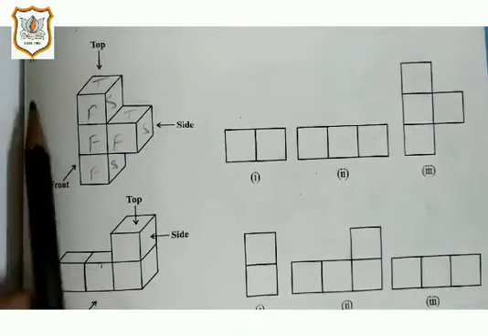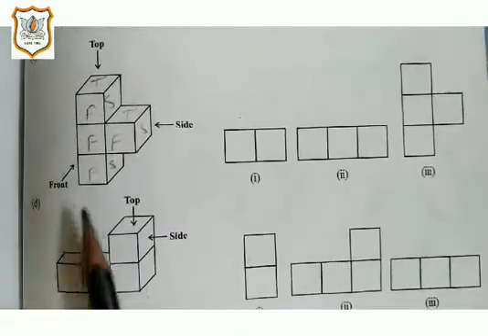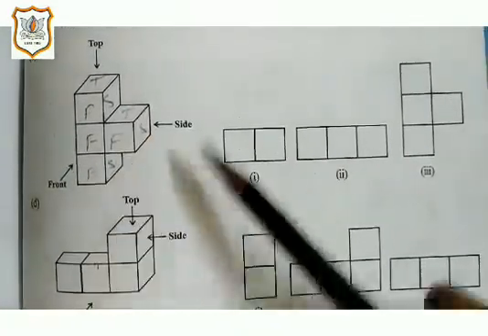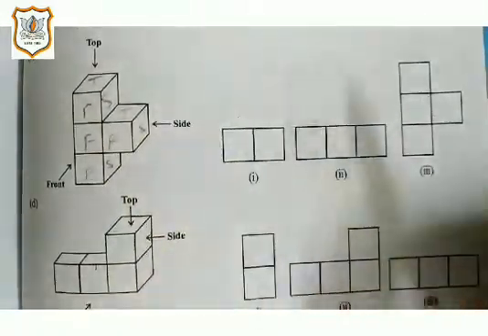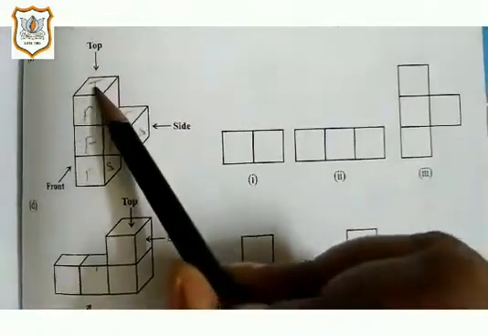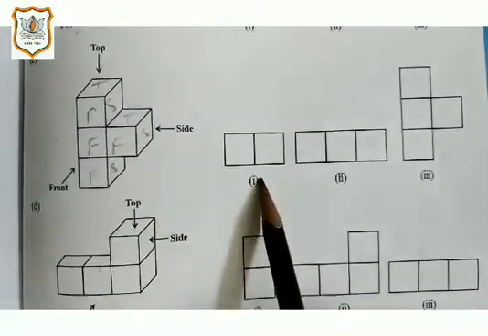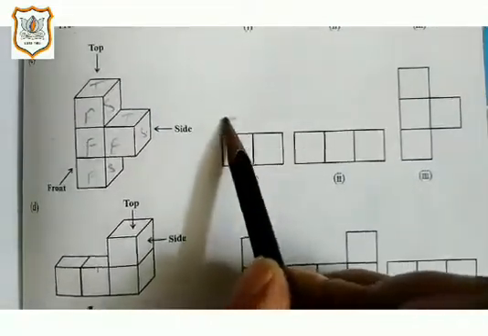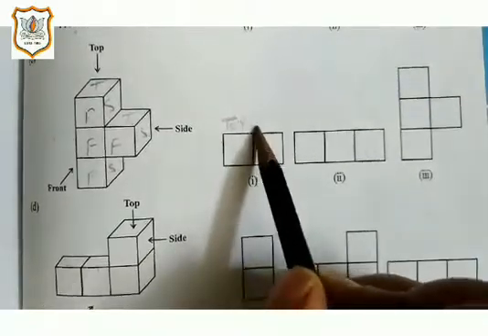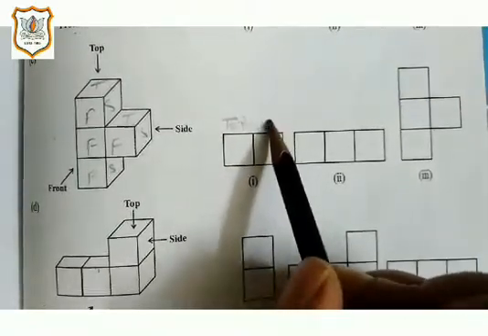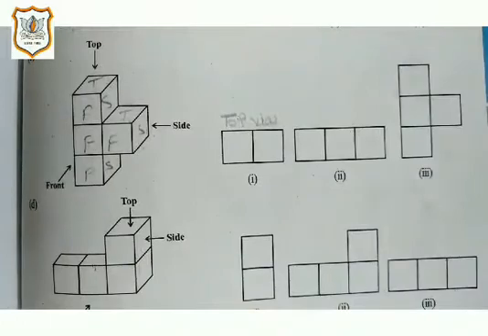Next, part C. When you see this solid from the top, you will see 2 squares. 1 and 2. So this is top view, because you will see only 2 squares of this solid.